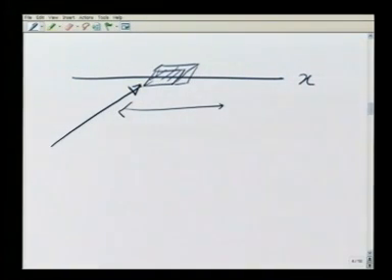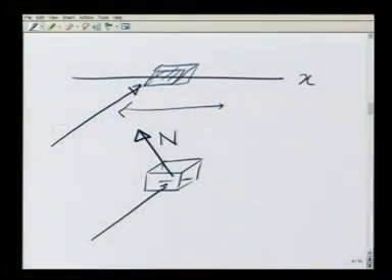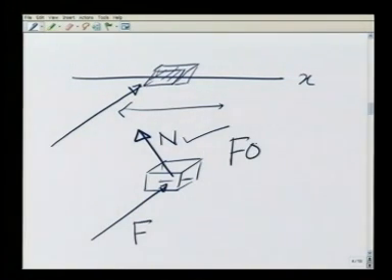what does the wire do? The wire applies a normal reaction on this body. Why does the wire apply a normal reaction on this body? Because it doesn't want it to move anywhere except along the wire. So it is this normal reaction N that is really restricting the motion of the particle away from the wire. This is called the force of constraint.